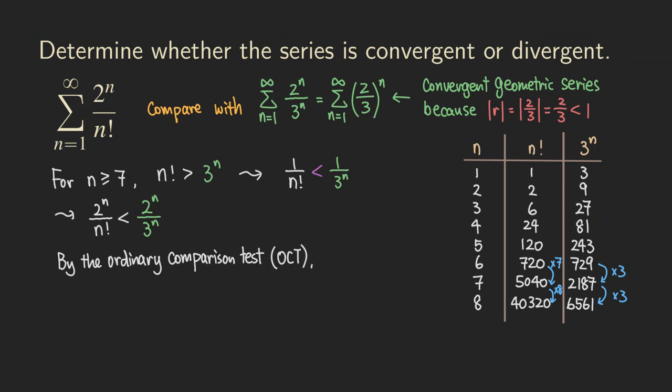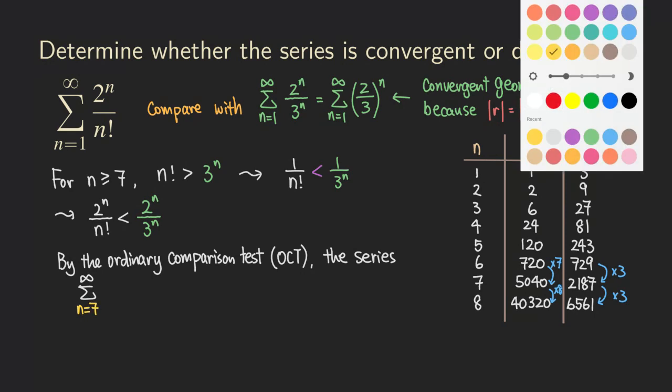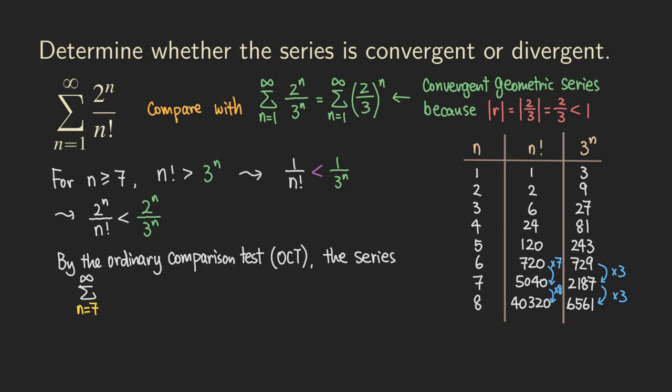then what do we say? The series that we have, starting from 7, our series 2 to the n over n factorial is convergent because it has smaller terms than the geometric series that we chose to compare with the series.